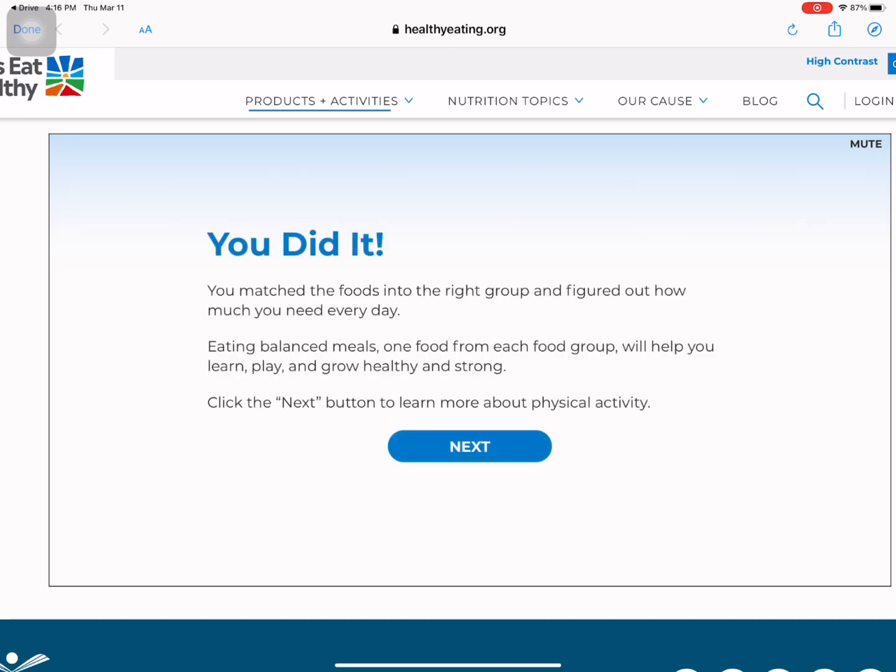You did it! You matched the foods into the right group and figured out how much you need every day. Eating balanced meals, one food from each food group, will help you learn, play, and grow healthy and strong.